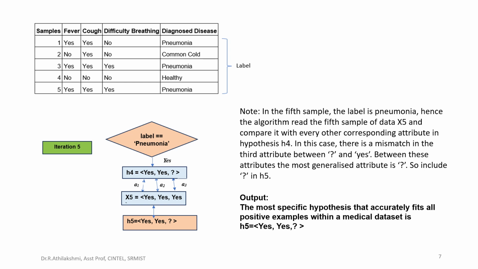For the given medical diagnosis problem, the rule is that we have to consider some criteria for the diagnosed disease pneumonia. For pneumonia, the most specific hypothesis that accurately fits is H5 equals yes, yes, question mark. That's all.